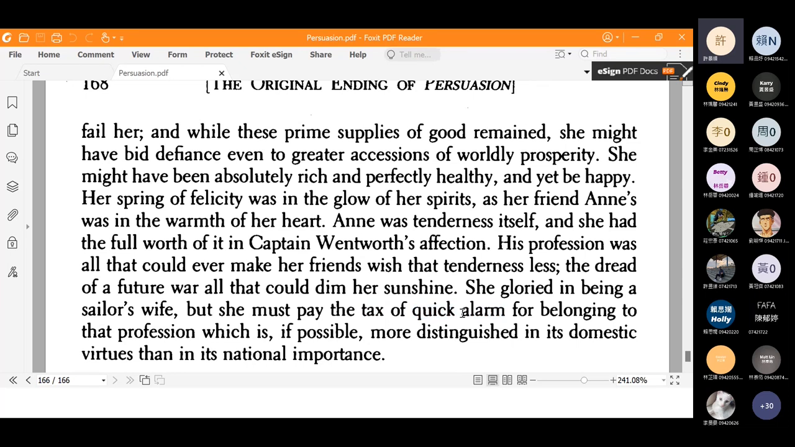Alarm here does not mean shock and like terror. Alarm here means, today we call this a muster. 急兵. So alarm is when the government calls up its soldiers to send them to war. So this is the cost that Anne has to pay. If England goes to war again, she may once again have to see her husband go to war and leave her.